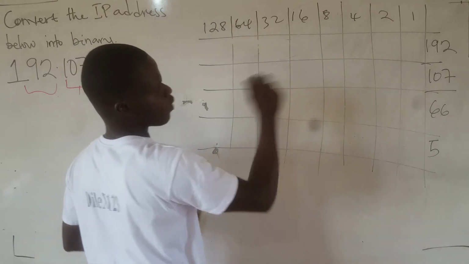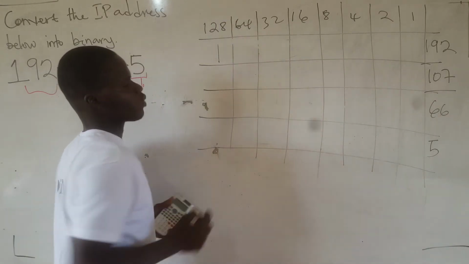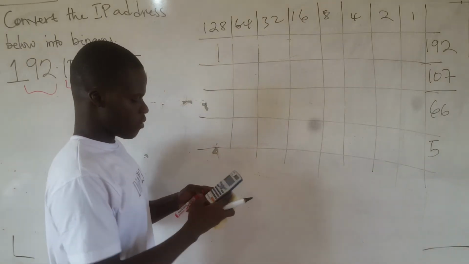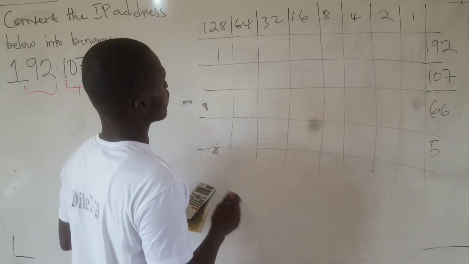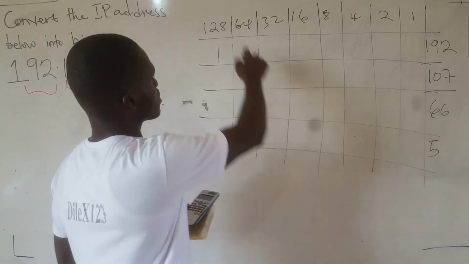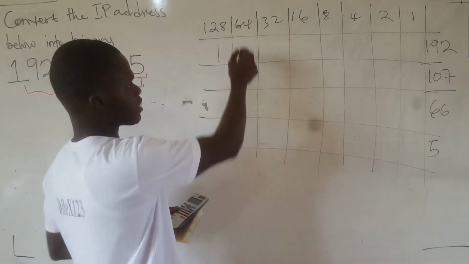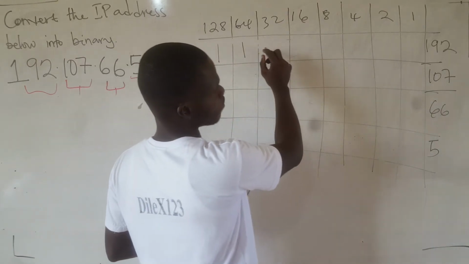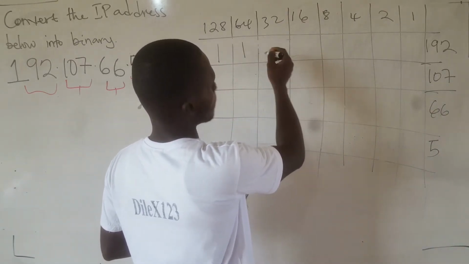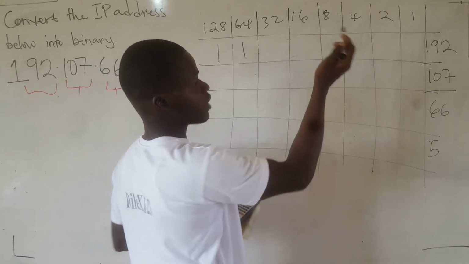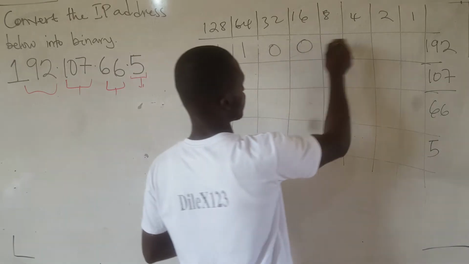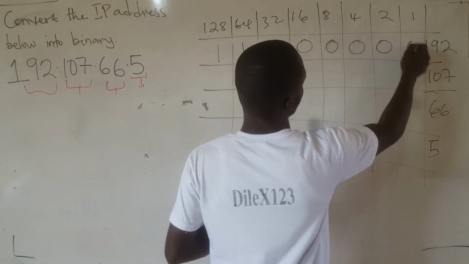128 divides 192 just once with a remainder. So let's see what that remainder is. 192 minus 128, that's 64. So the remainder is 64. 64 divides 64 one time without any remainder, because 64 divides 64 once, with no remainder.